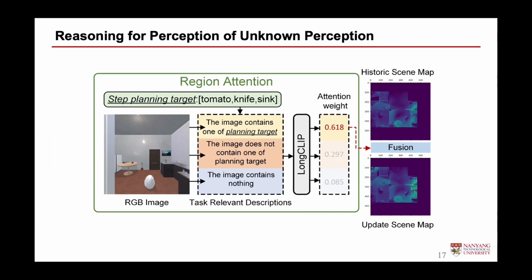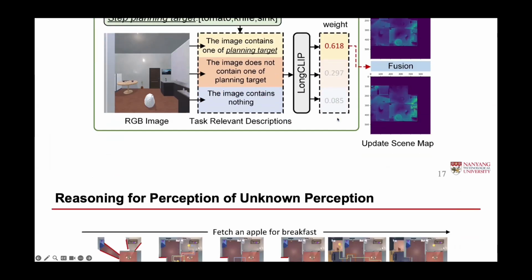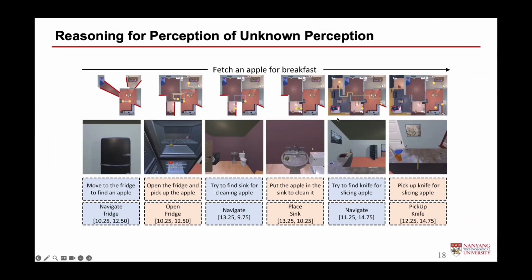So if the image contains nothing, which means the robot just faces the wall or the ground. And if we do not have this, the performance will decrease by a large margin. So we will normalize the probability of this statement as the importance weight and add the visual features of the current frame to the history feature maps using this importance weight. And we can show some visualizations here.